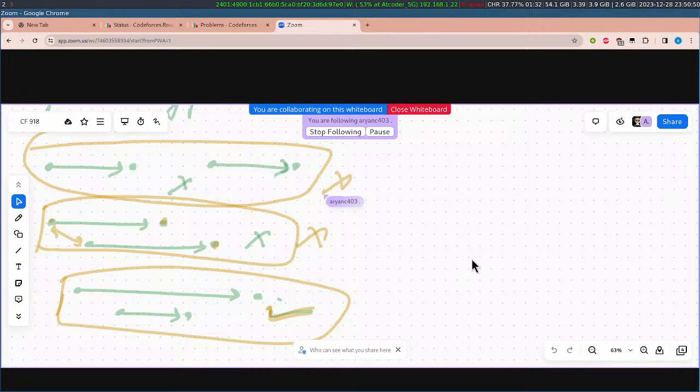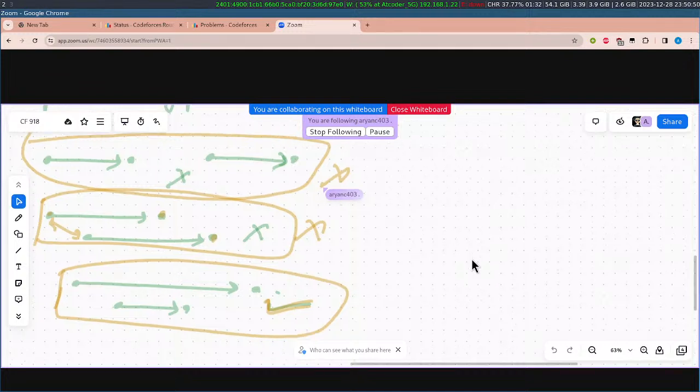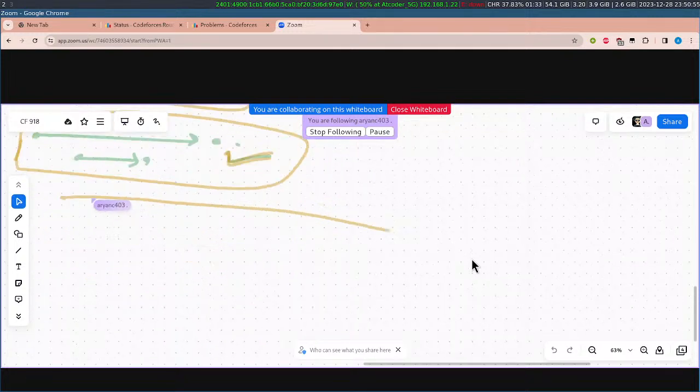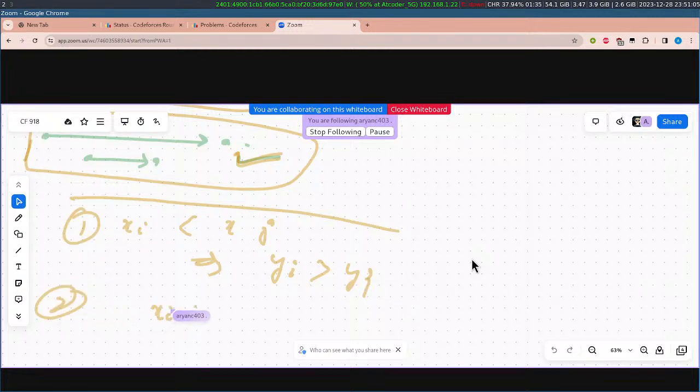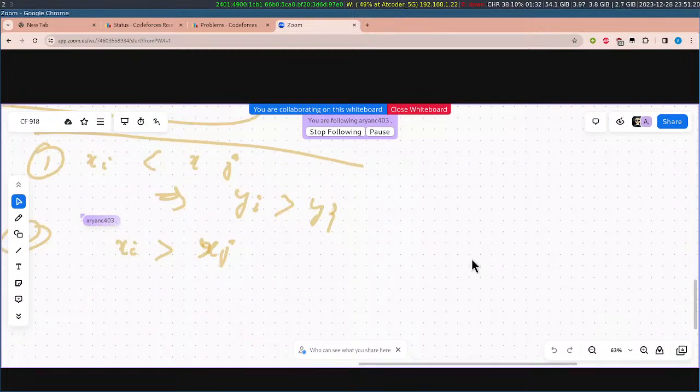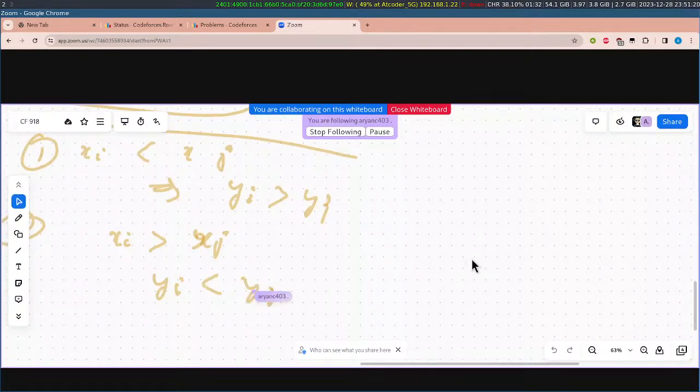And once we have found this observation, the necessary condition is if xi is less than xj, then yi should be greater than yj, and vice versa. If xi is greater than xj, then yi should be less than yj. If you look at it, these conditions are pretty much the same with i and j swapped over here.